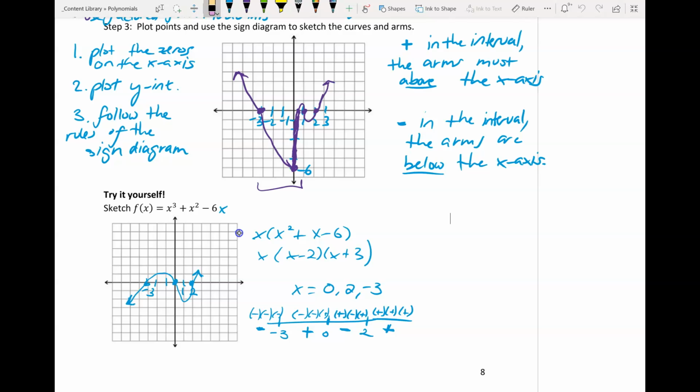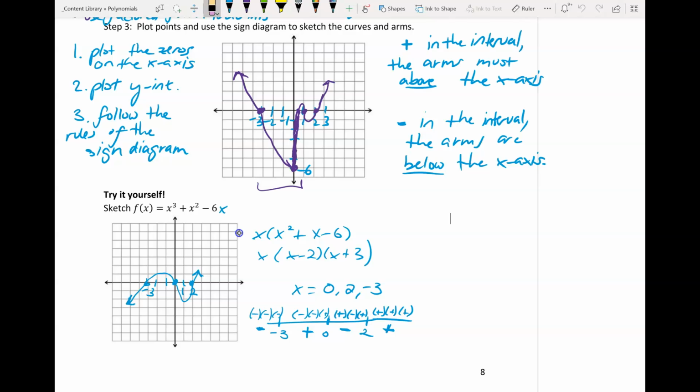All right, so once you do have that, from -infinity to -3, it's negative, so you had to draw something below the x-axis. So you drew an arm below the x-axis in that interval. Between -3 and 0, it's above the x-axis because it's positive, so that's why you drew your arm above it. From 0 to 2, we got a negative, so that's below the x-axis, and then finally above the x-axis for the last interval from 2 to infinity.